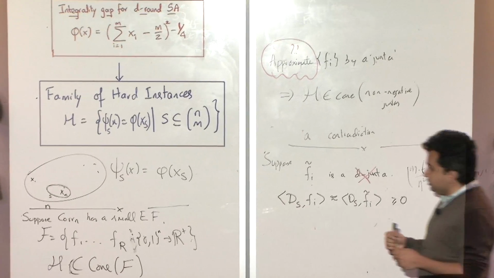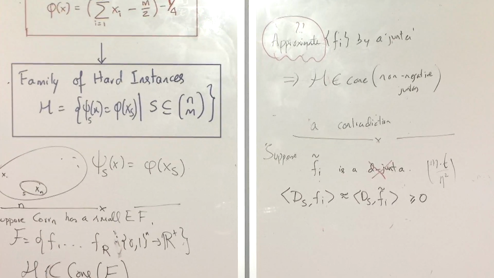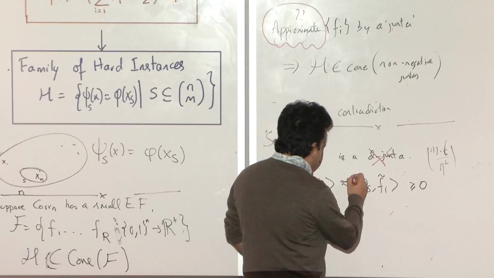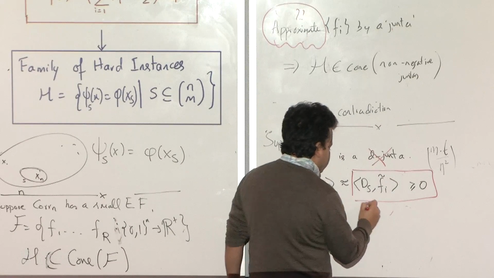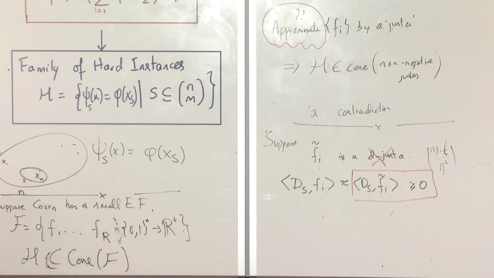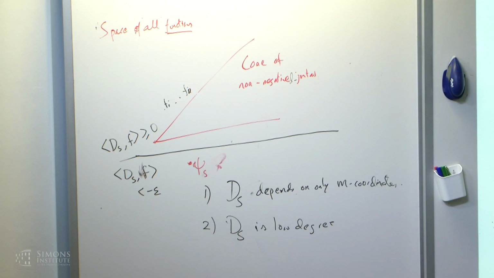So because it's a larger junta, this fact is no longer true, because d sub s only separates the cone of d juntas. But why is this not a problem? Well, it's not a problem because of the following reason.